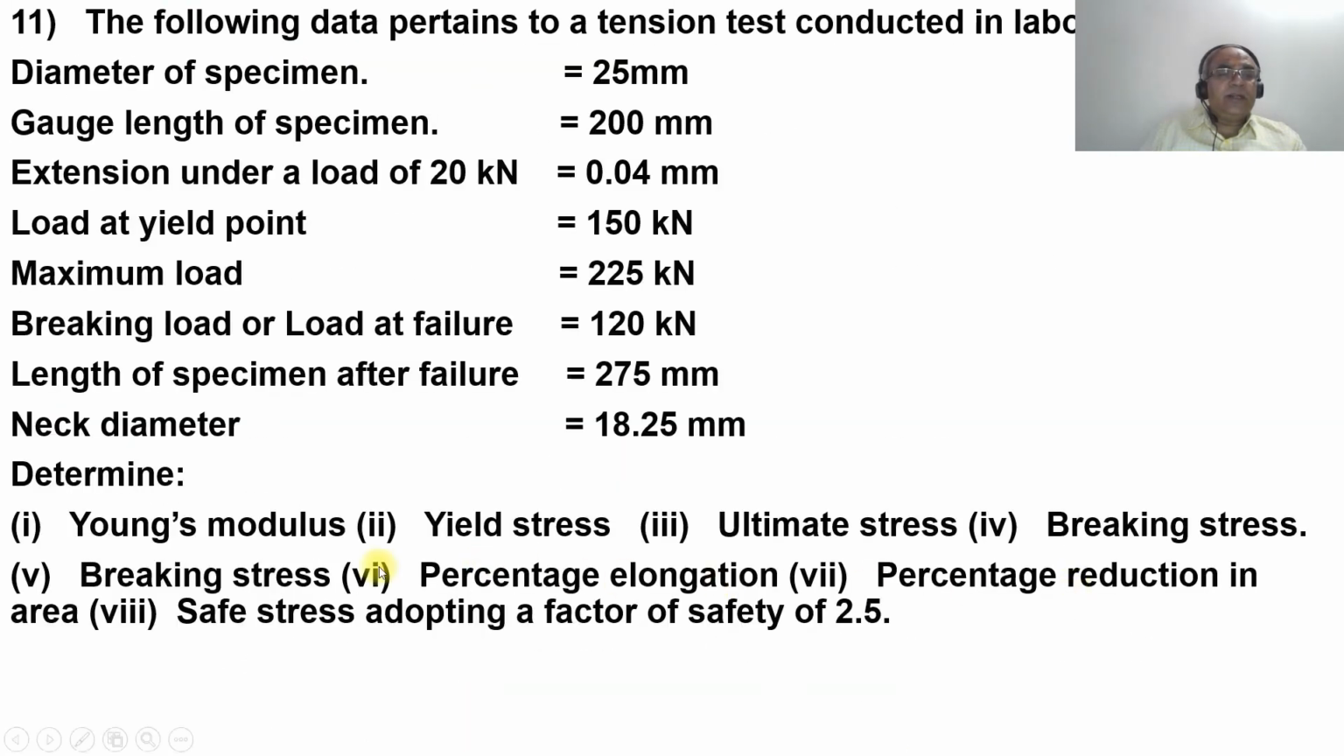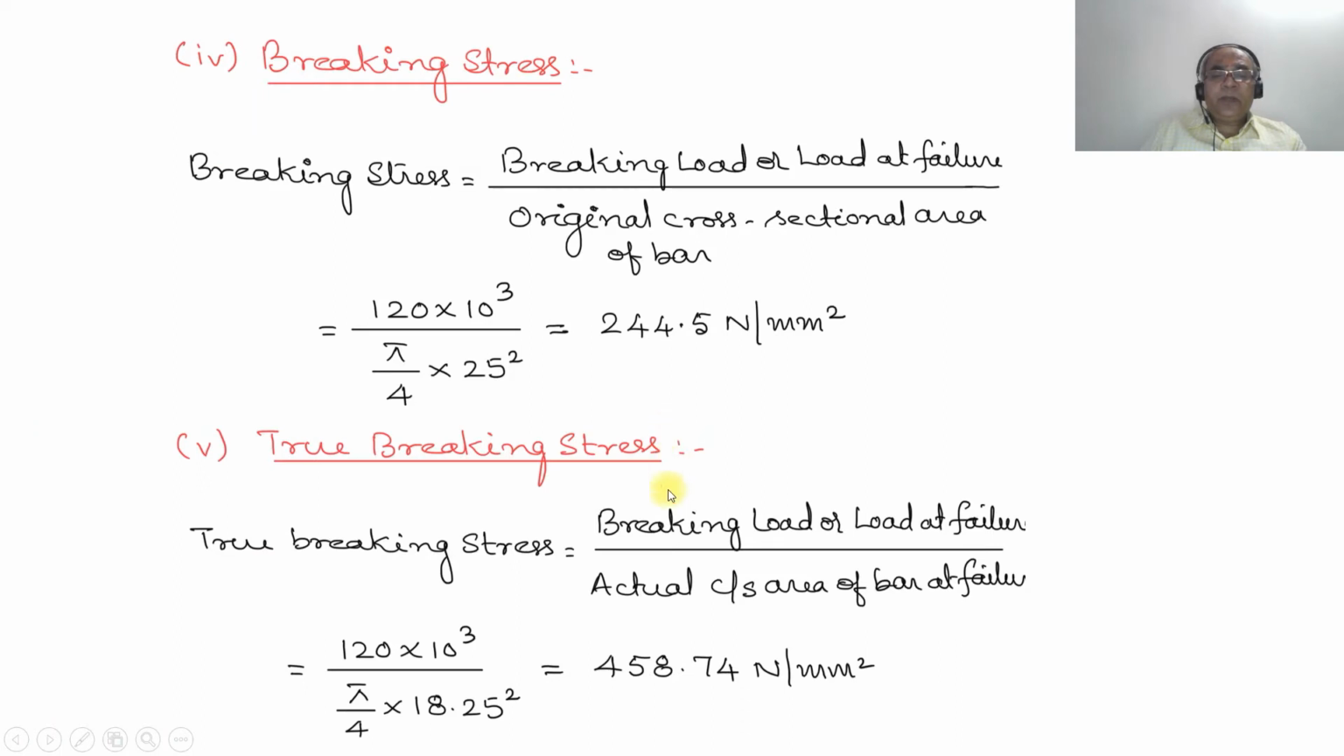Here, the neck diameter is given as 18.25. That is the diameter after the breaking point, at that particular load. So the breaking load divided by the actual cross-sectional area of the specimen. Since the diameter is 18.25, it will be equal to 120 into 10 to the power of 3 divided by pi by 4 into 18.25 square, which will be equal to 458.74 Newton per mm square.